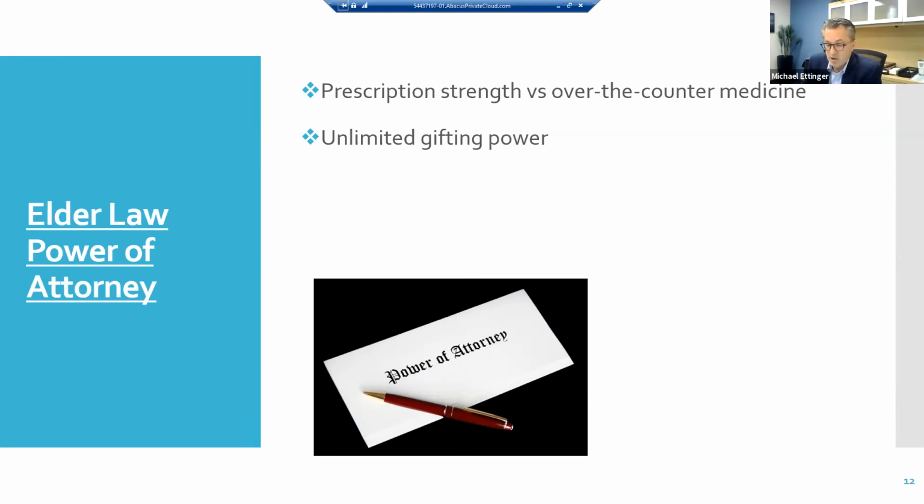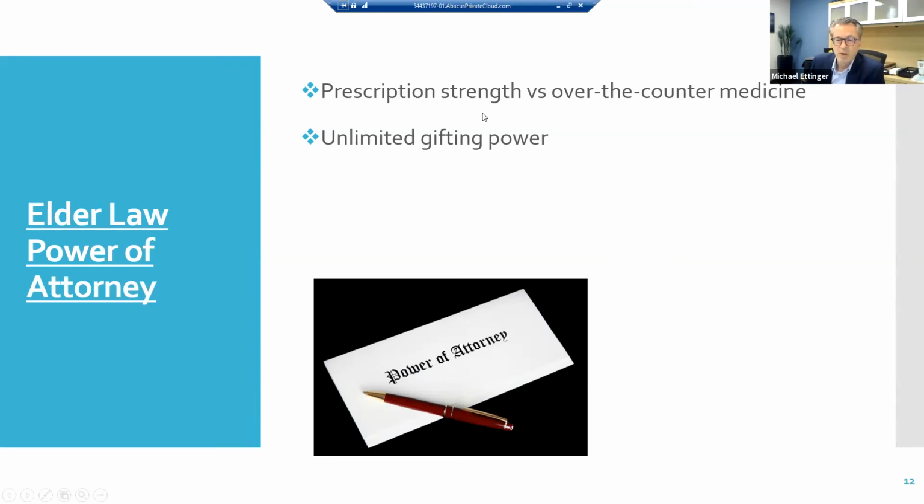So mom's going to nursing home tomorrow. She has $700,000 in assets. If I have the power to move $350,000, half the money, I could save it by gifting it to the kids. If I have the standard form power of attorney, I can't do it. If I have the Ettinger elder law power of attorney, it has the unlimited gifting power. I can save $350,000 by moving it to the children, have the power to move it. We can move it tax-free.